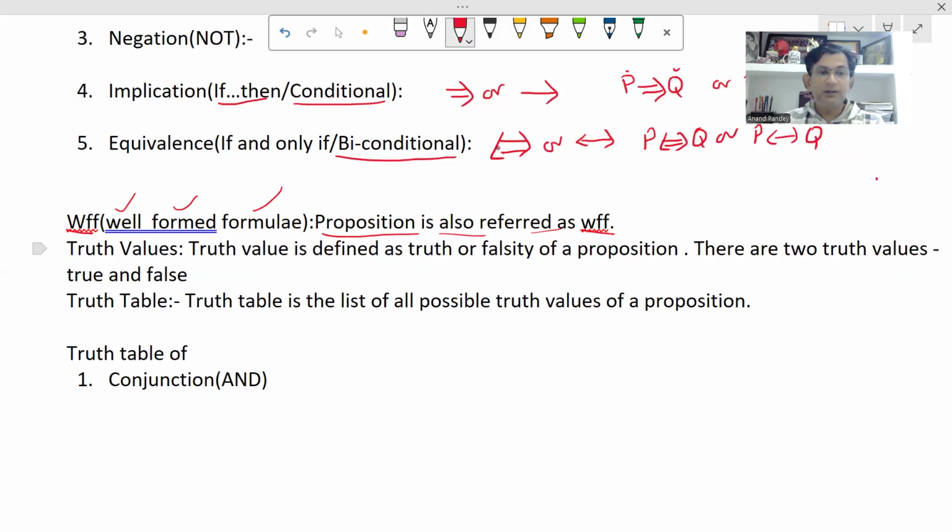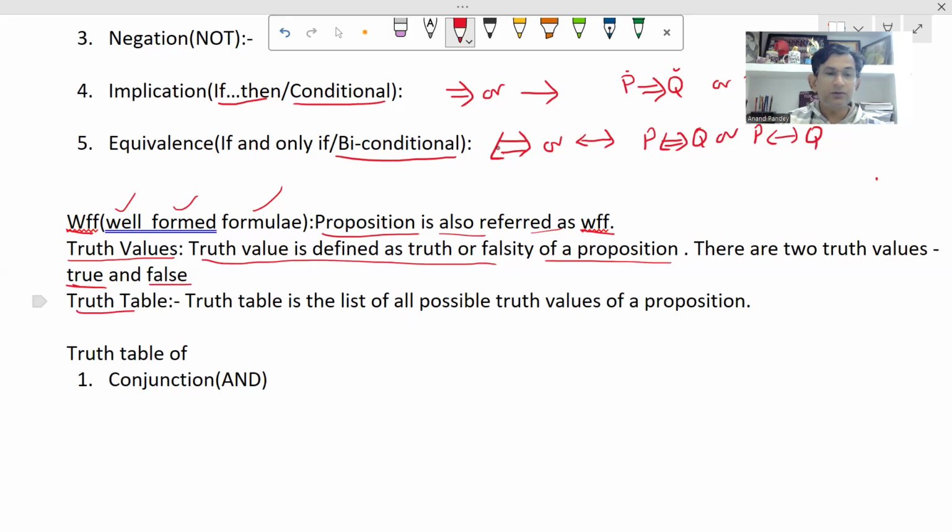Now coming to the next topic, truth values. There are only two truth values, true and false. As I told you, in Boolean algebra there are only two values, true and false, and these are called truth values. Truth values are defined as the truth or falsity of a proposition. Consider a proposition, it is raining. If it is raining, the truth value of this proposition is true. If it is not raining, it is false. That is why they are called truth values.